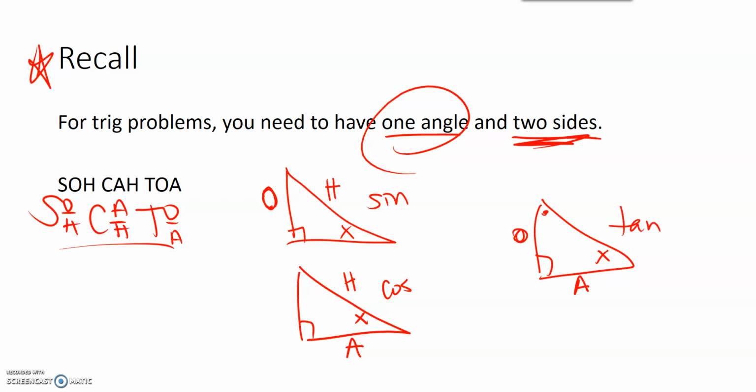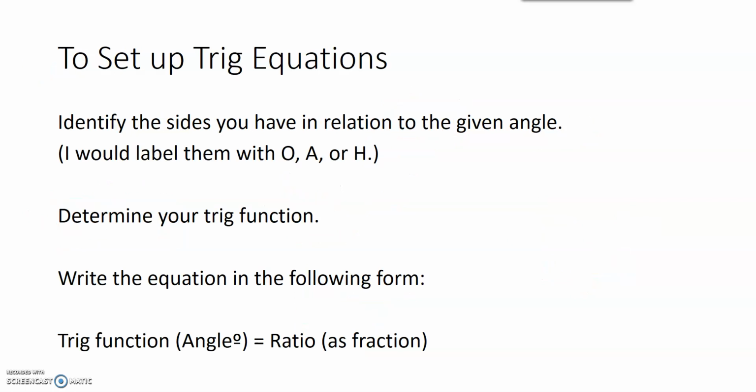So those are the three things we're looking for, because the first thing we have to do in these problems is identify what we have. Okay? This is step one in relation to that angle. What I typically do is I circle the angle in the triangle, so I know that's where I'm starting from, what I'm looking at. Everything's based off that angle. And then I label the other two sides I have with an O, an A, or an H.